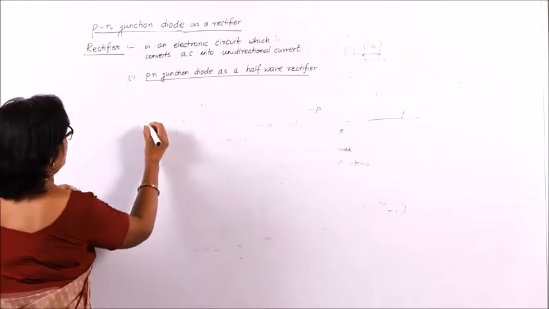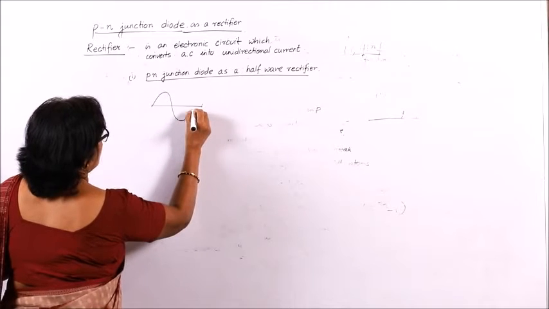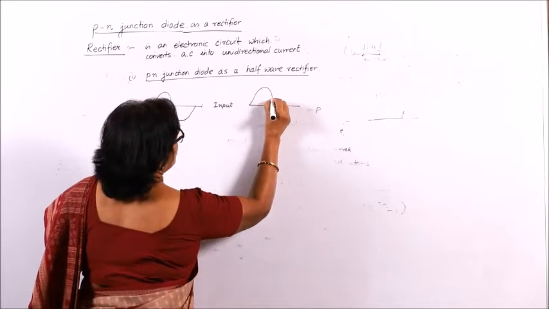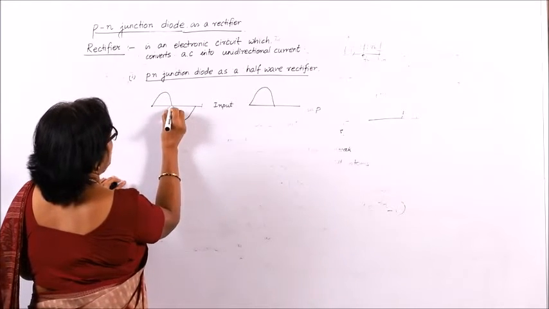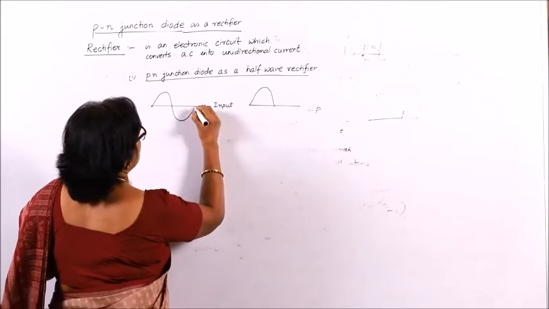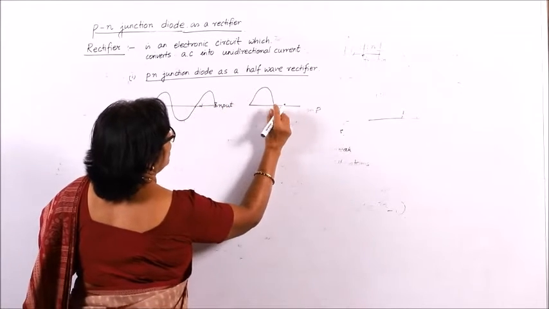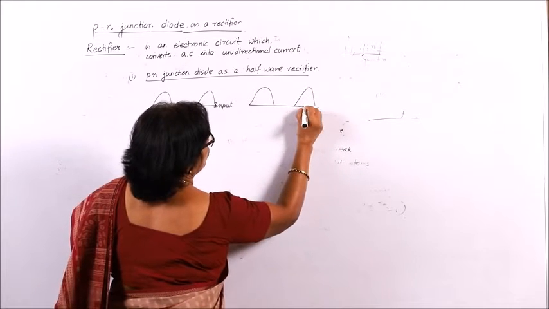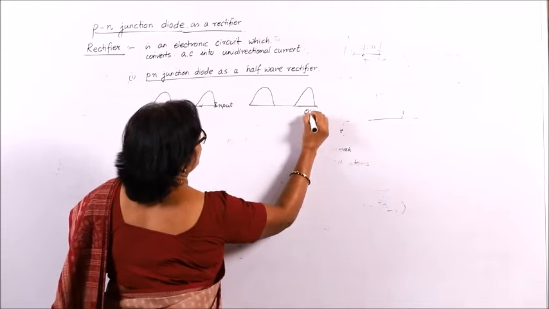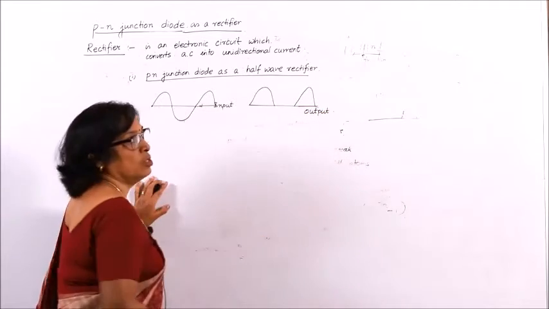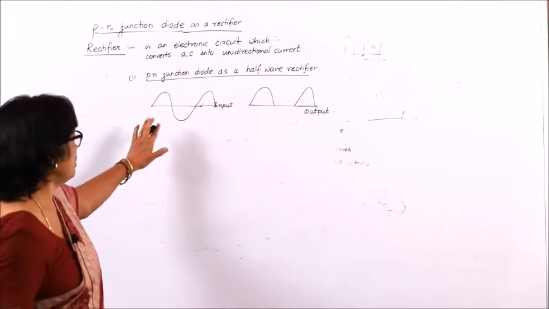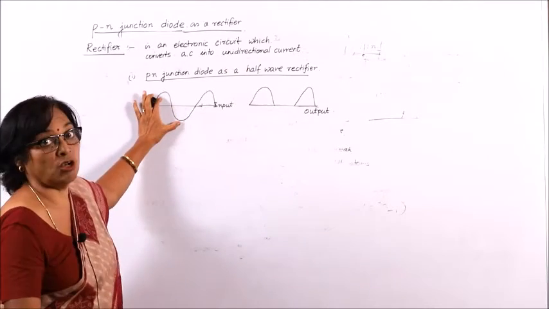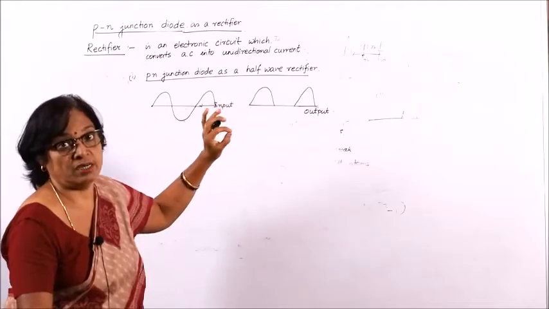That means, if this is your input, then the output will convert only this positive half, and the negative half will not be converted. There is no current for the negative half, then the output will be again for the positive half only. So, this is the output. Any circuit which converts this to this is a half wave rectifier, because it is converting only half of the cycle of AC into unidirectional current.